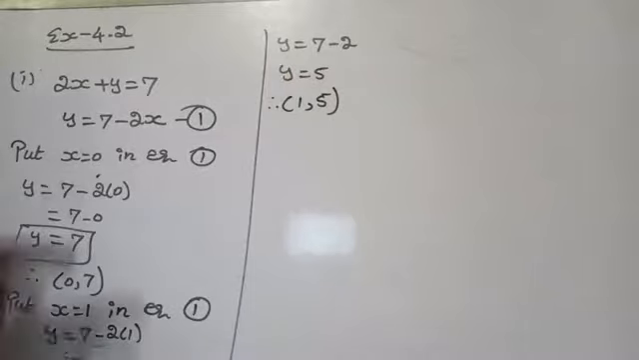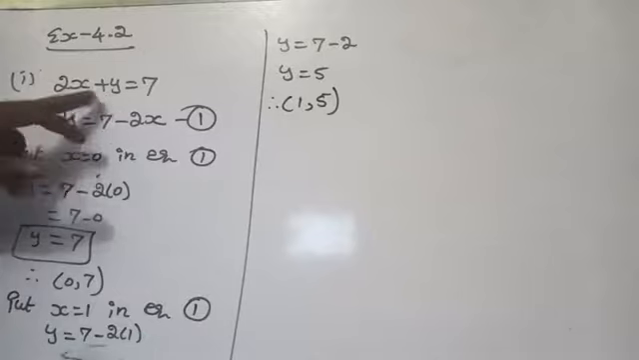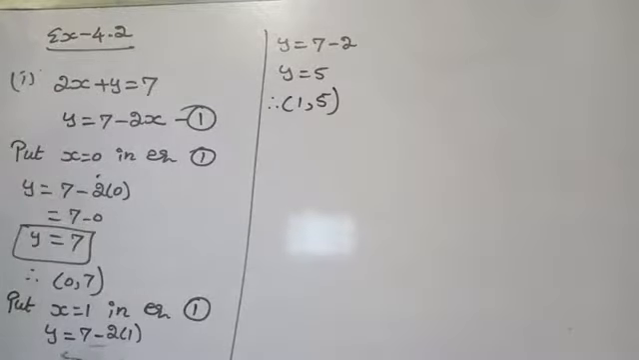Now substitute the value of x is equal to 1 here. 1 into 2 is 2. Y value is 5. So 2 plus 5 is 7. 7 equal to 7. It satisfies. Are you getting here?